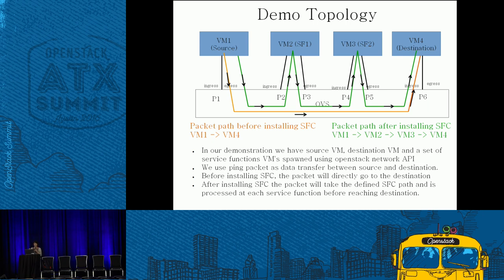We're going to show two scenarios. The first scenario is ping traffic from the source VM to the destination VM before we install the service function chain, so it does not go through the service function chain. You are going to see the traffic activity on the source VM and destination VM only. There will be no traffic activity on service function VM2 and service function VM3. The second scenario is the same ping traffic, but after we install the service function chain. Then you will see that the traffic is forced to go through VM2 and VM3 and then reach the destination. So you will see traffic activity on VM2 and VM3 for the second scenario.